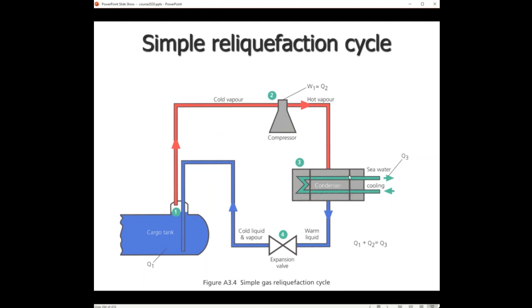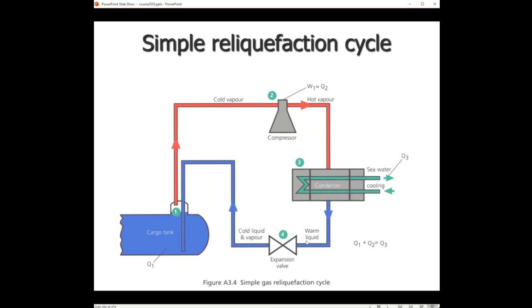Then we will send it to a condenser which is cooled down with seawater. So seawater is running through this circuit. This hot vapor, let's say at 100 degrees Celsius, enters the condenser and is cooled down, when the seawater temperature is, for example, 20 degrees, then we will come out here with warm liquid at a temperature of plus 25 or something like that.